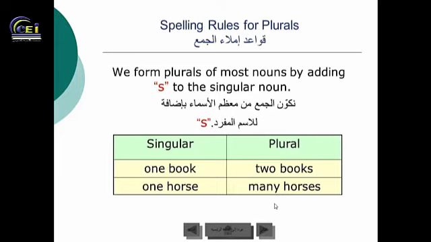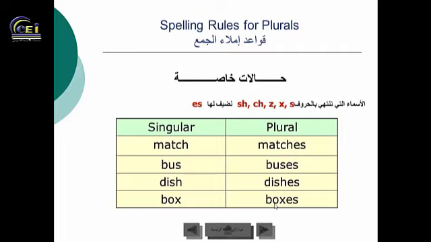Now the plural of nouns. Say, one book singular, but 2 books plural. Another example, 1 horse, many horses. Singular: match, bus, dish, box. Plural: matches, buses, dishes, boxes. We put es after words ending in ch, sh, x, or s and double s. Say, match, matches; pass, passes; dish, dishes; and box, boxes.